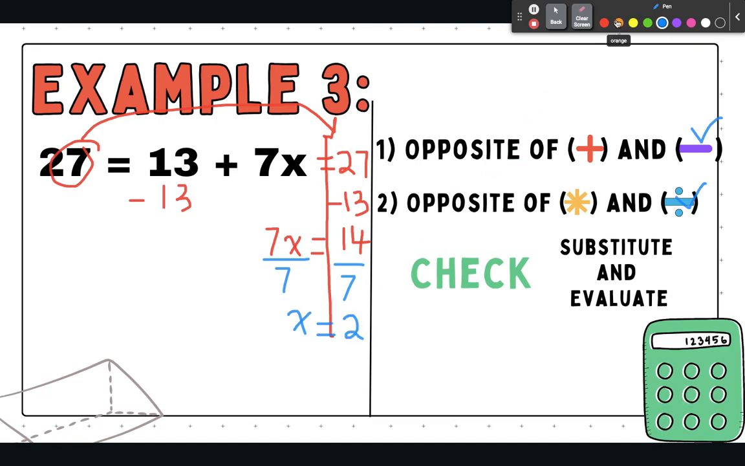Now to move on to our check. So I always go back to the original problem for the check. We should have 13 plus 7 times something. And again, we believe that that something is actually 2. So checking our work, 7 times 2 is 14. And 14 plus 13 is in fact 27. So we are all done here.